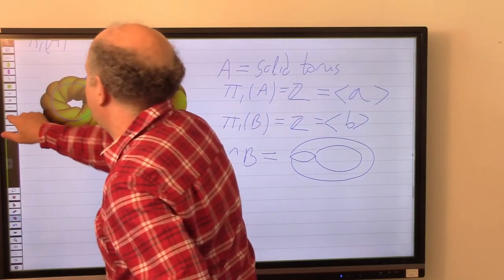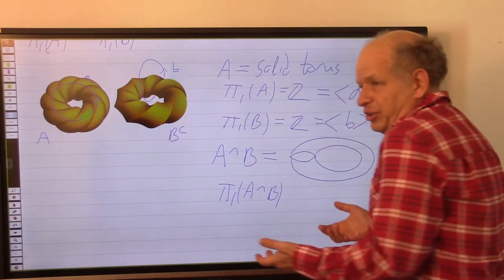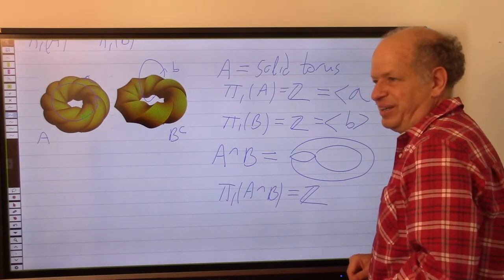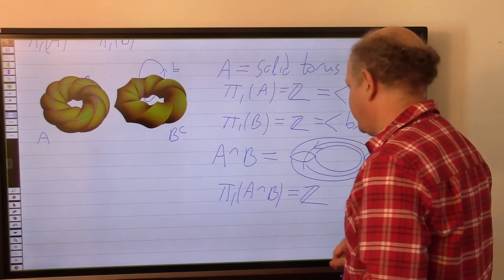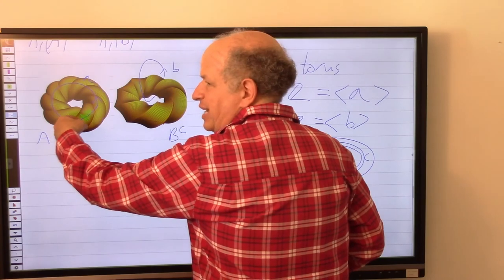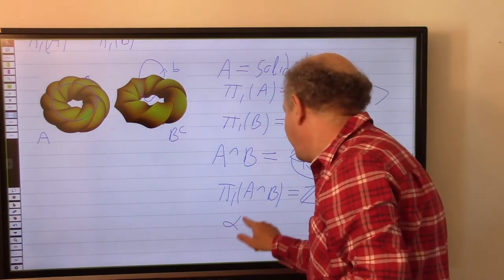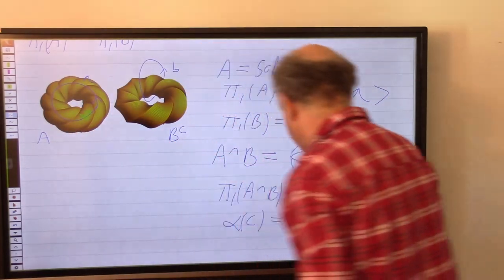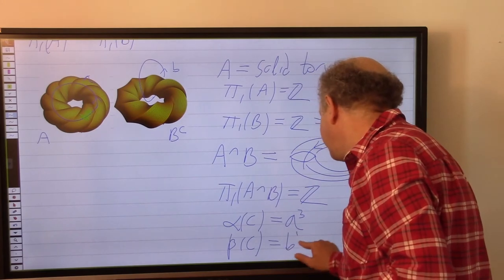So what is pi 1 of A intersect B? Well, A intersect B is just homotopy equivalent to a circle. So pi 1 of it is also Z. But the generator, if you call the generator here, maybe I should have called it C, wraps around in one direction 3 times, and in the other direction 8 times. So alpha of C is equal to A cubed, and beta of C is equal to B to the 8.